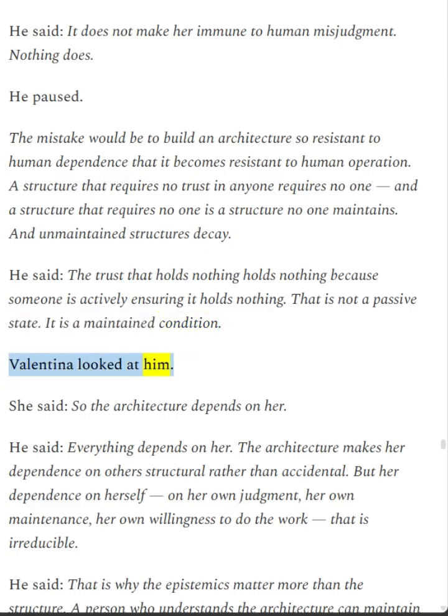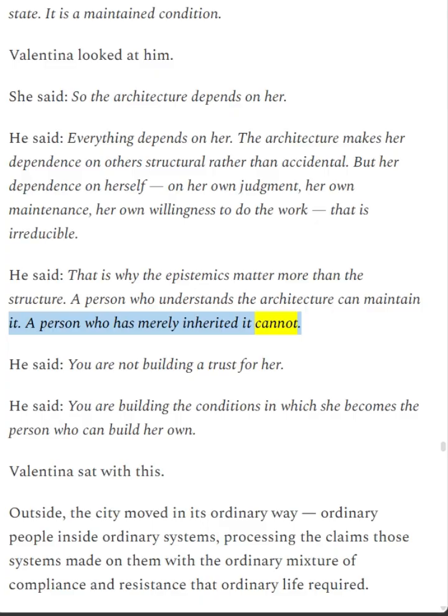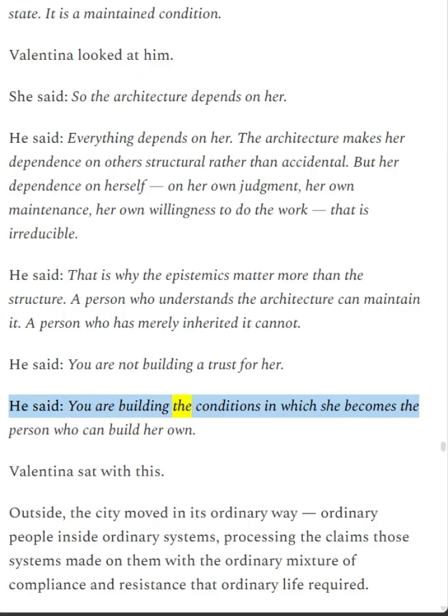Valentina looked at him. She said, "So the architecture depends on her." He said, "Everything depends on her. The architecture makes her dependence on others structural rather than accidental. But her dependence on herself, on her own judgment, her own maintenance, her own willingness to do the work, that is irreducible." He said, "That is why the epistemics matter more than the structure. A person who understands the architecture can maintain it. A person who has merely inherited it cannot." He said, "You are not building a trust for her. You are building the conditions in which she becomes the person who can build her own."